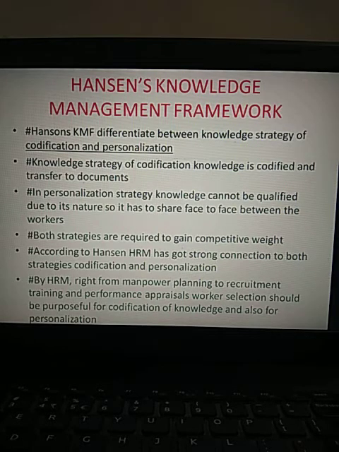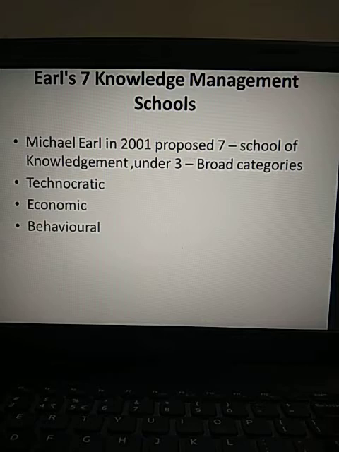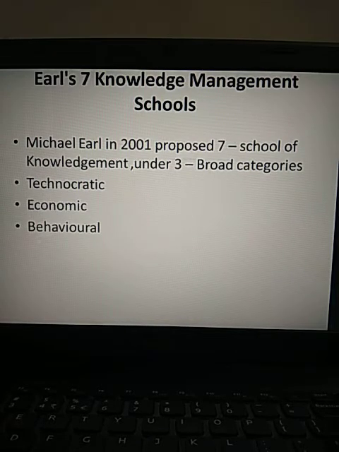that was propounded by EARL, which is known as EARL'S 7 schools, or EARL'S 7 knowledge management schools. So Michael EARL in 2001 proposed 7 schools of knowledge management, which are subcategorized into 3 broad categories. One is technocratic, one more is economic, and the next one is behavioral.